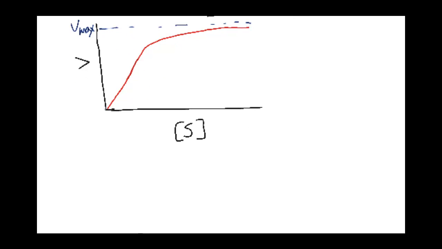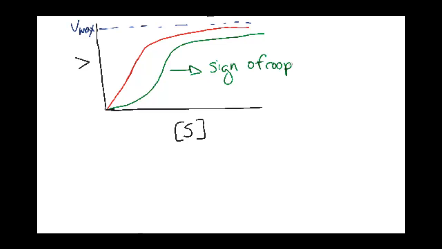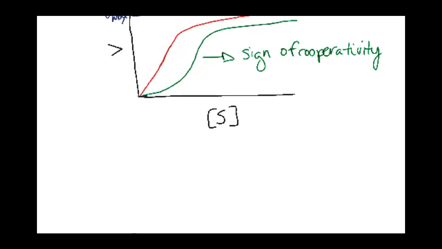It is hyperbolic in nature and will change into a sigmoidal curve in the presence of cooperativity. It'll look something like this. So it's a sign of cooperativity. Do that whole video, cooperativity by itself. The next type of plot we're going to look at is a rearrangement of the Michaelis-Menten equation.